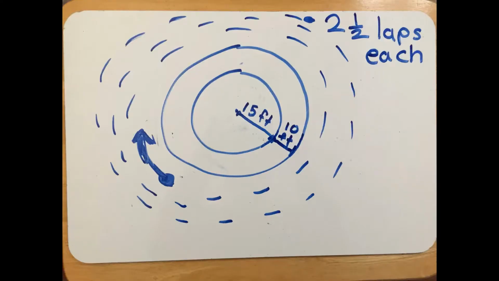For this experiment, we marked out two circular courses that Joaquin and I would each run. However, the radius of my circle was only 15 feet, while the radius of Joaquin's circle was 25 feet. We then each ran 2.5 laps of our respective courses.